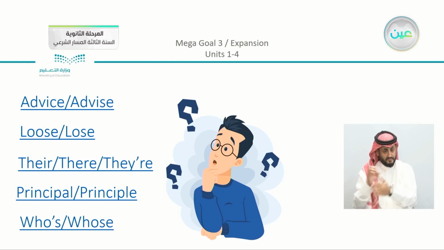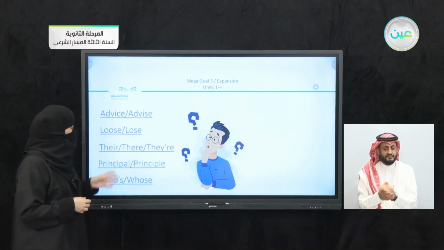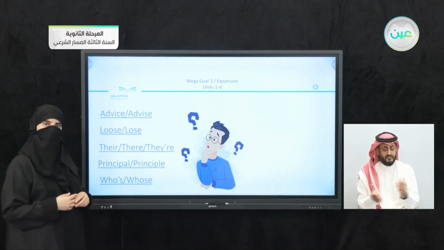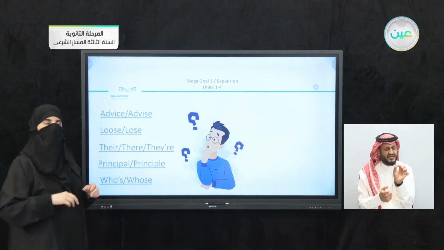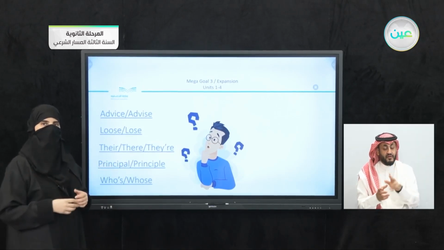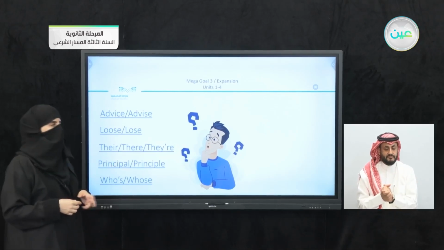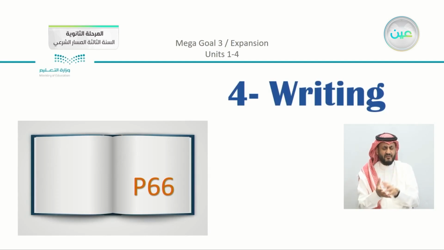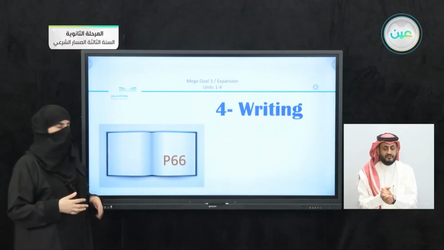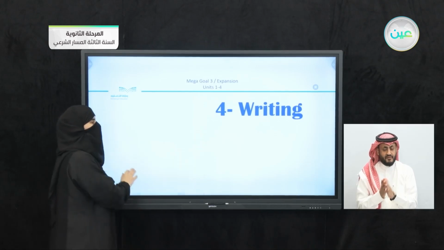We have here their and there. Now we can see that they are very similar in pronunciation. We have here principle and principal also. So what is the difference? You can see there is a slight spelling difference that gives a completely different meaning. And we have here who's and whose. Now these are just examples of some words that might confuse you. We're going to go back to the book we have here on page number 66, and we're going to see what we have more.